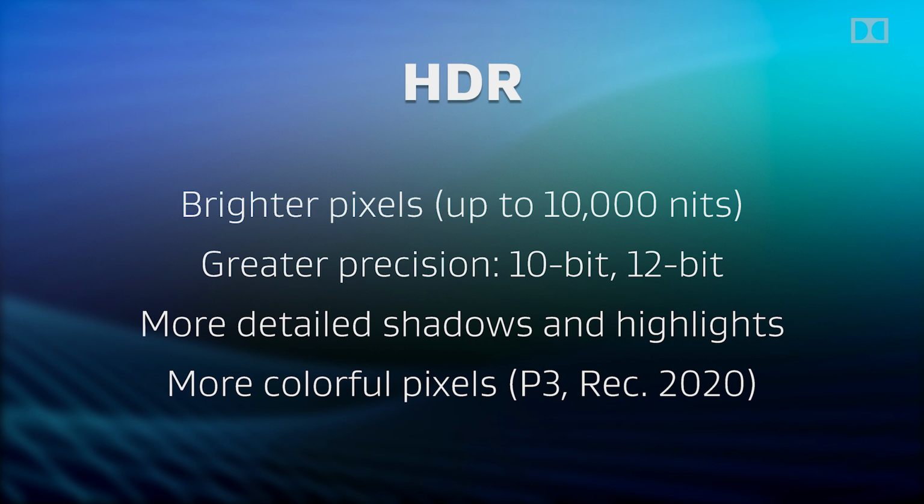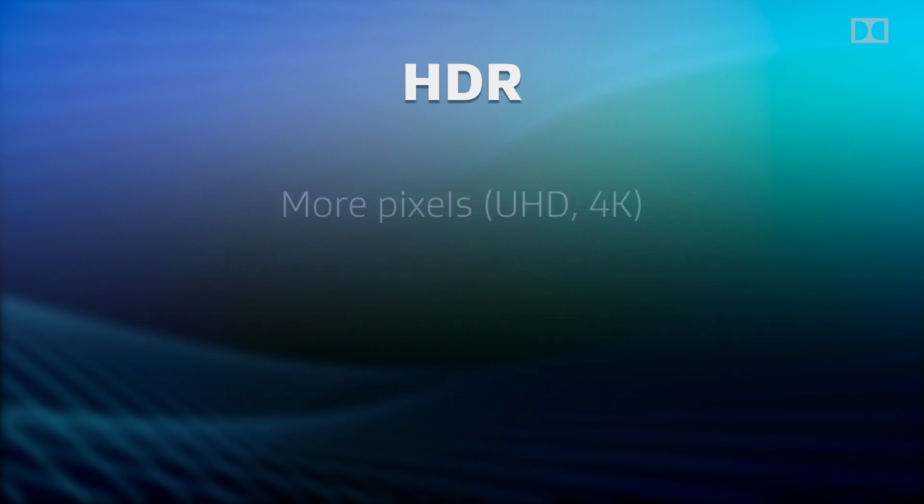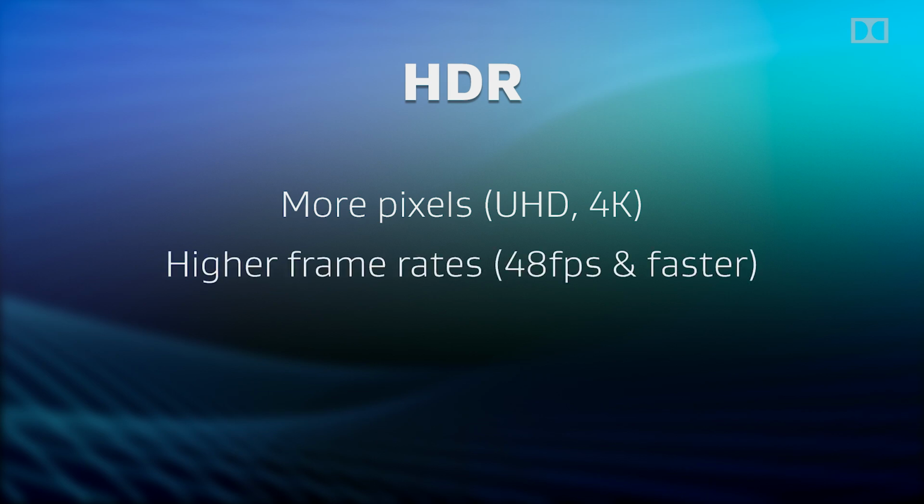Now, HDR is often also paired with higher resolution, like UHD or 4K, and can also be paired with higher temporal resolution, frame rates like 48 frames per second or above. Now, it's important to know that these things are not mutually exclusive. You could have HD HDR, or 4K non-HDR, or HDR in any variety of frame rates.